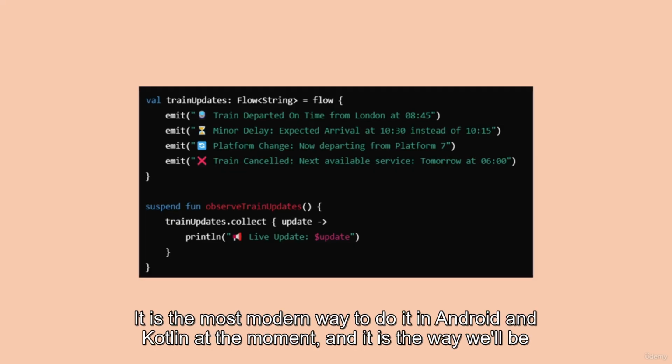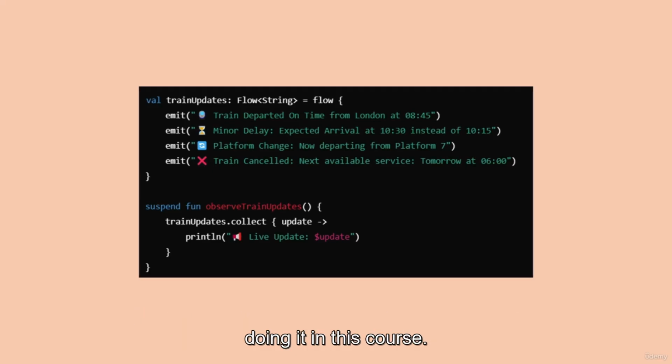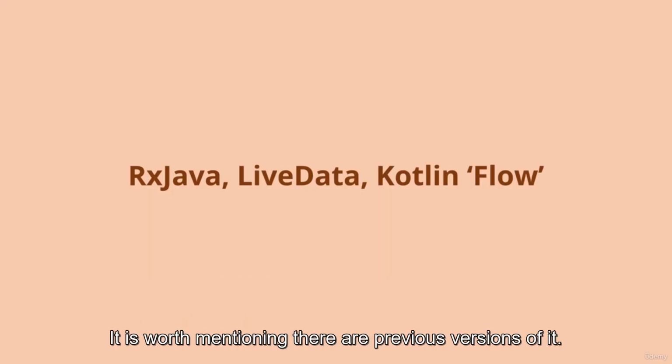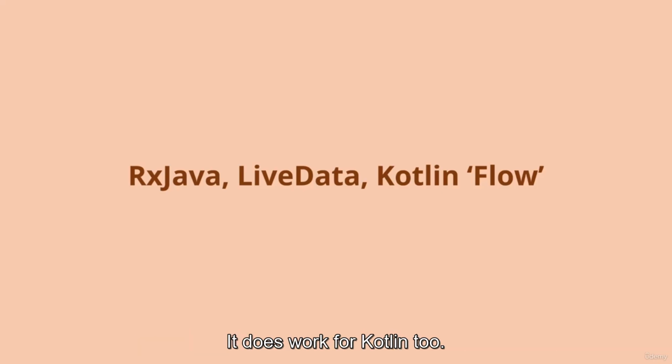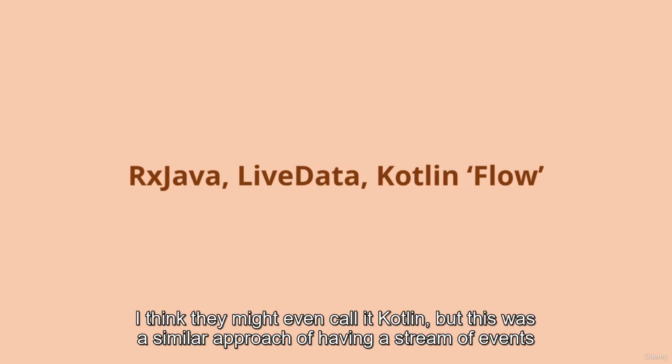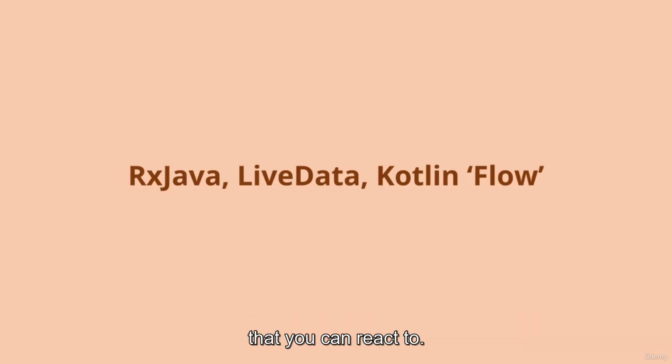It is the most modern way to do it in Android and Kotlin at the moment, and it is the way we'll be doing it in this course. It is worth mentioning, there are previous versions of it. RxJava was an early implementation of the idea of reactive programming. It does work for Kotlin too. I think they might even call it Rx Kotlin, but this was a similar approach of having a stream of events that you can react to.